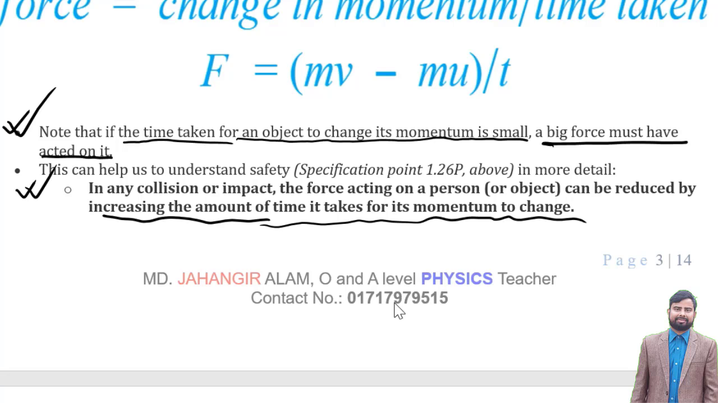So in any vehicle, there are some safety features like seat belts and airbags. These increase the time of collision in any car crash or accident. If the time taken, or time of collision, is more, then the impact force will be less and the amount of injury to the passenger and driver will be less. So remember this.